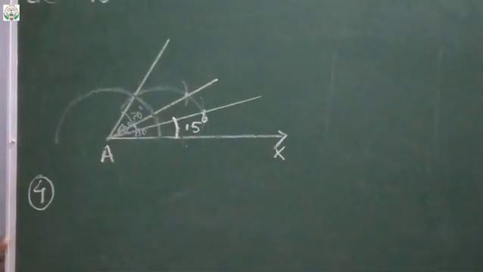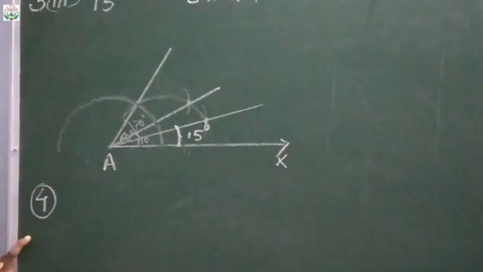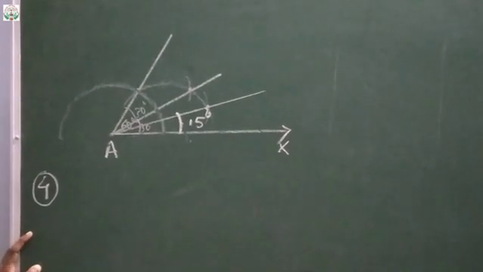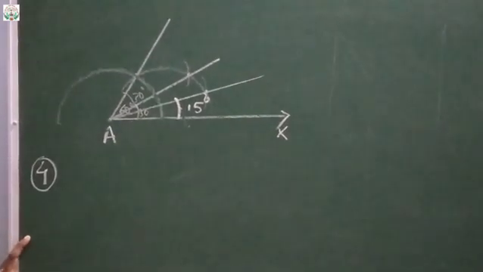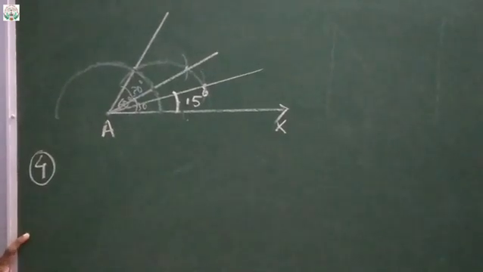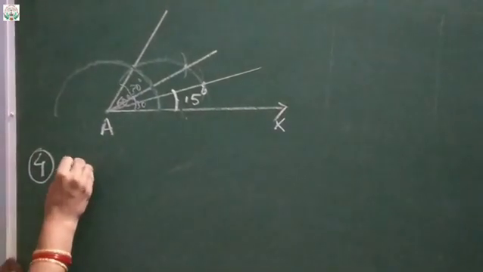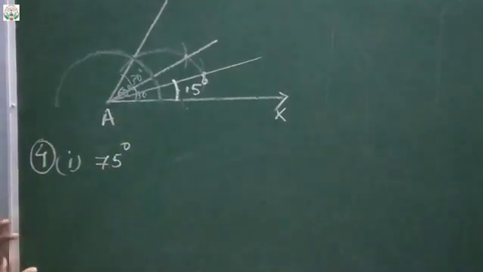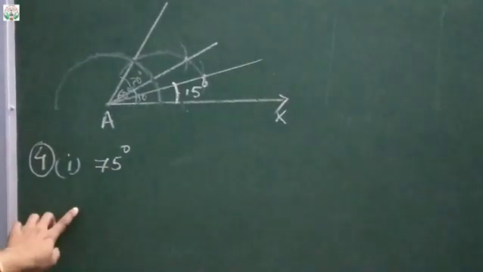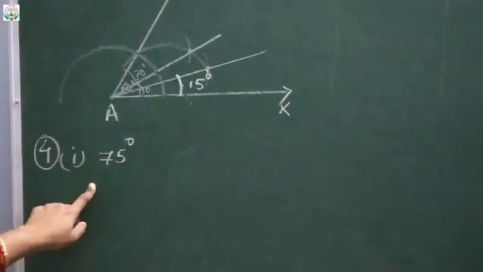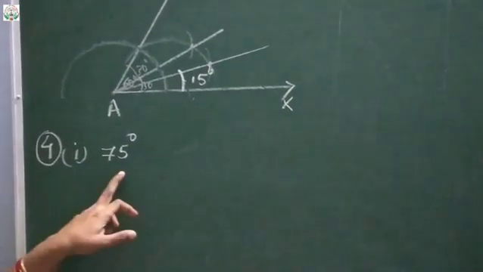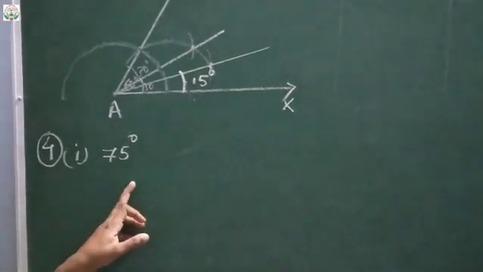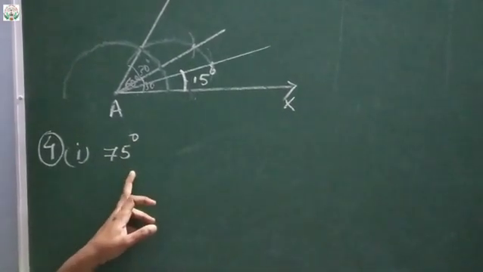Question number 4 is given as: construct the following angles and verify the measurement with the help of a protractor. What is our first question? The first question is 75 degree. That means you have to construct 75 degree. So how will you do it? First we have to do the construction, and after that with the help of a protractor we will show whether it is 75 degree or not.